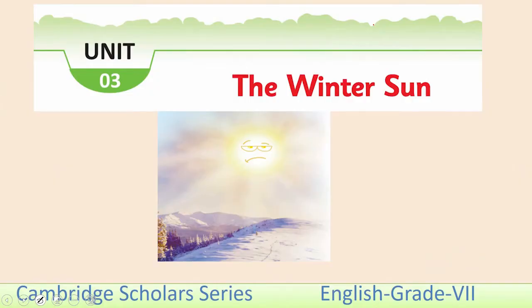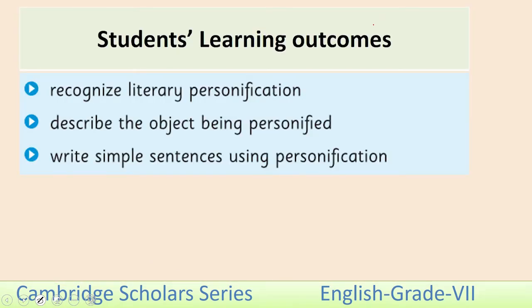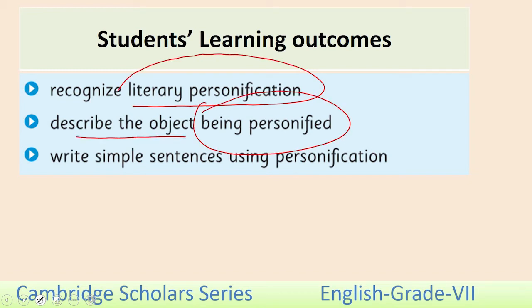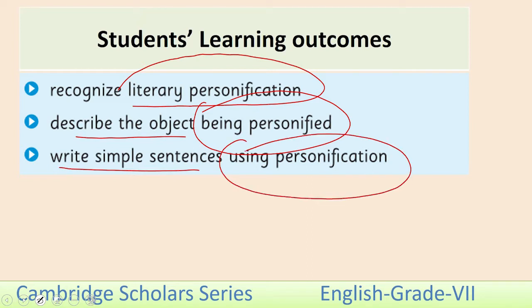We will start our lesson from unit number 3, the winter sun. SLOs of this lesson are: recognize literary personification, describe the object being personified, write simple sentences using personification.